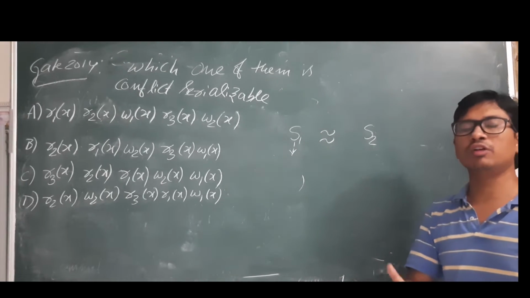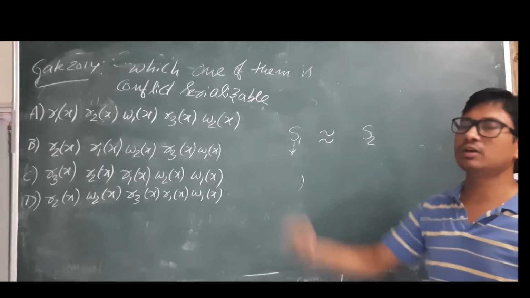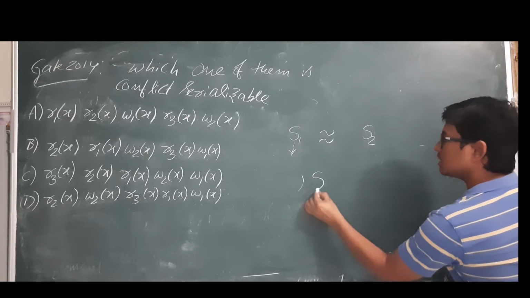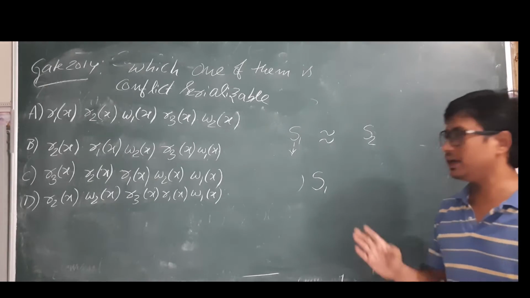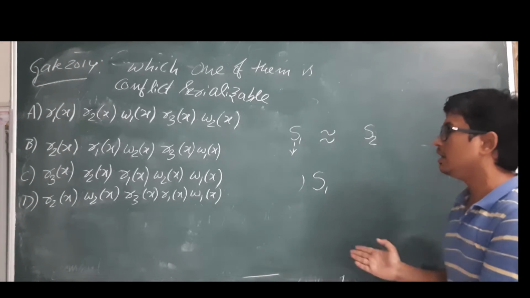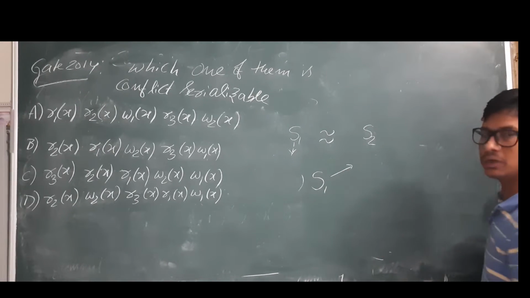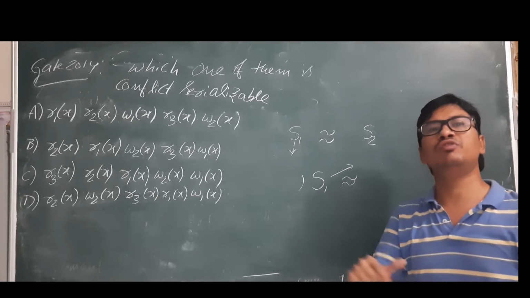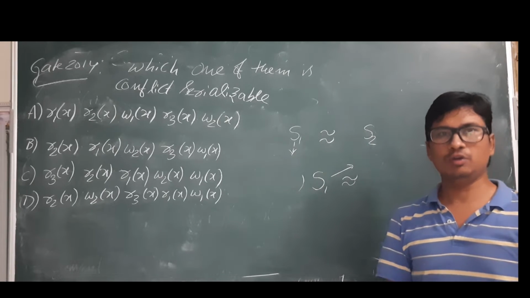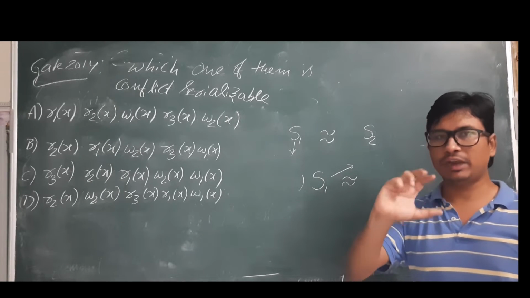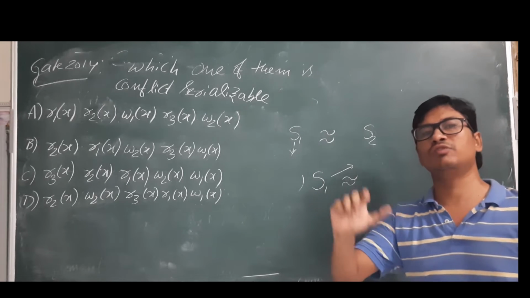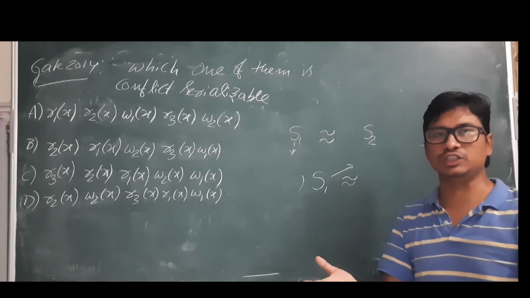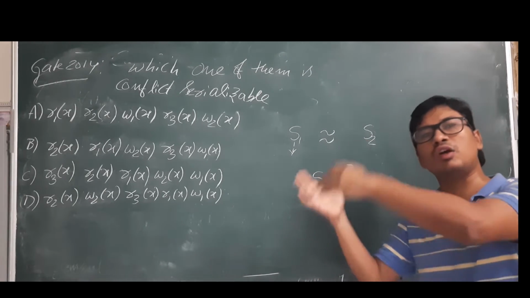We will use the conflict equivalence concept to solve conflict serializability. When can we say that a non-serial schedule S1 is conflict serializable? If it is conflict equivalent to any of its serial schedules. I hope you are understanding. When a non-serial schedule is conflict equivalent to any of its serial schedules, then we can say that it is conflict serializable.